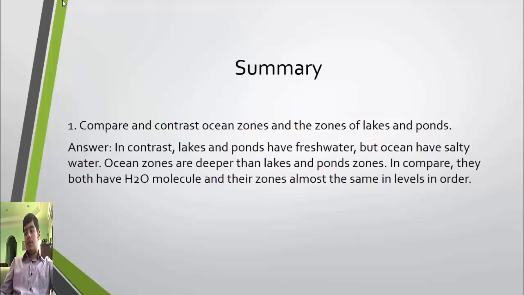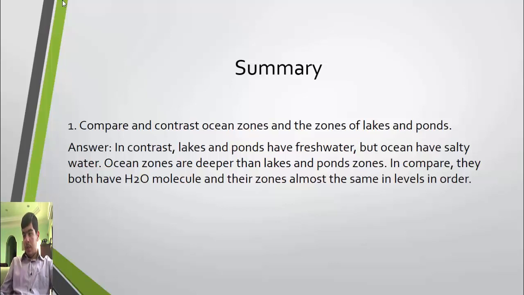This is the answer. In contrast, lakes and ponds have fresh water, but oceans have salty water. Ocean zones are deeper than lake and pond zones. Actually, it's easier for you to swim in lakes and ponds, though it depends on the depth. There's nothing to harm you, and the water is fresh, so you can swim there. Actually, there are people swimming there.